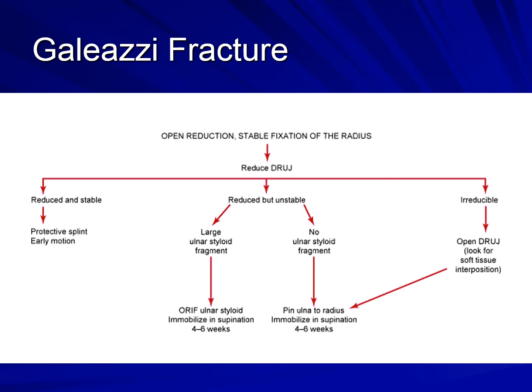If there is a large ulnar styloid fracture, we do open reduction and internal fixation of these styloid fragments and then immobilize again in supination for about 4 to 6 weeks. As regards an irreducible distal radial ulnar joint, this needs open reduction of the distal radial ulnar joint, looking for any soft tissue interposition which prevents the reduction.